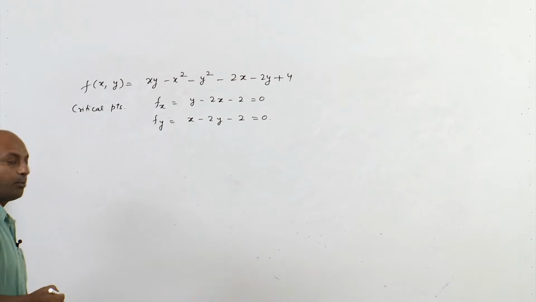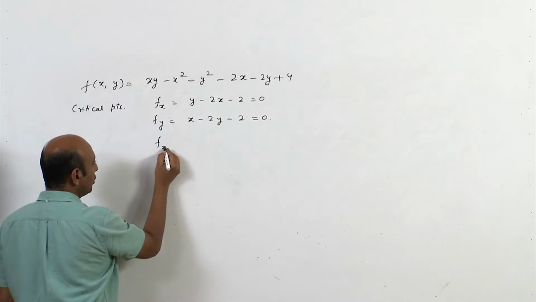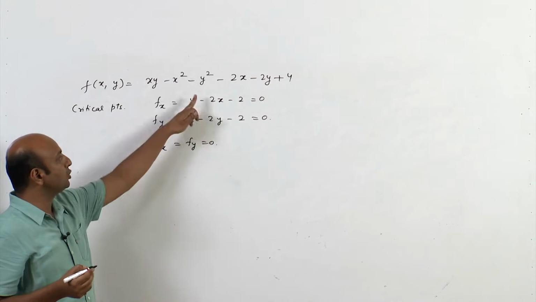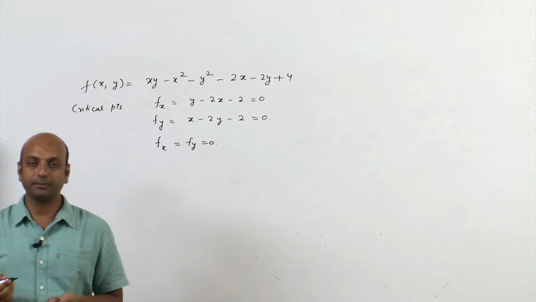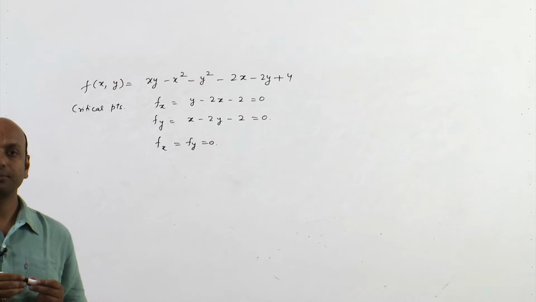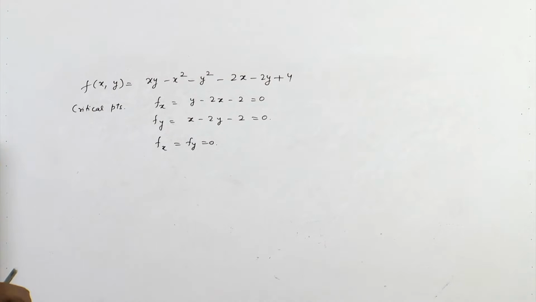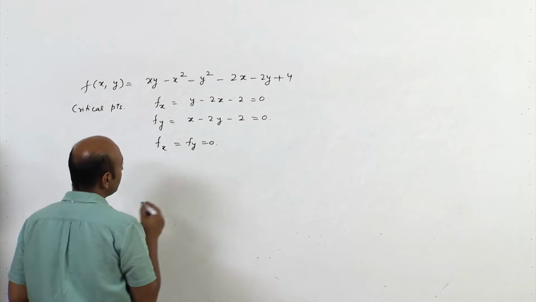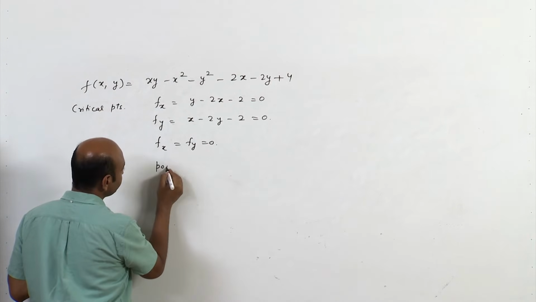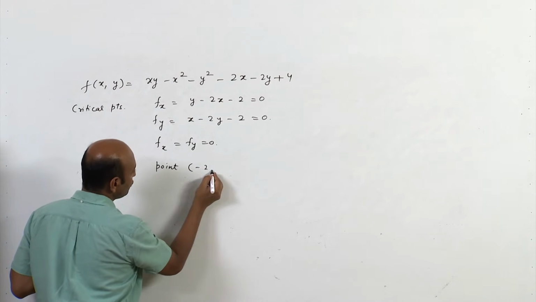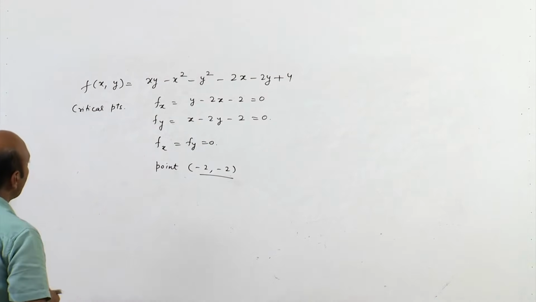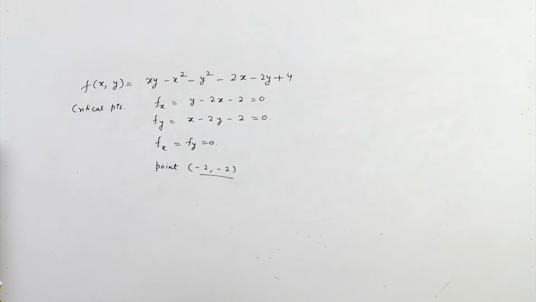You have to find that point where fx equals fy equals 0, both are 0. That will simply be the point of intersection of these two lines, these two equations. What is the point of intersection? You can solve this. The point will be (-2, -2). You can easily check it. Yes, it is clear.